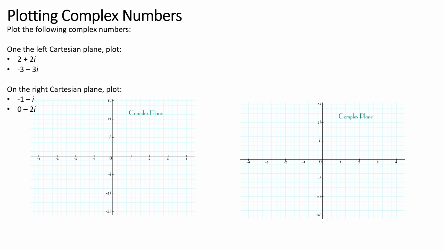Now on the left here, it wants me to map 2 plus 2i. So here is 2, go up 2i. There it is, my 2 plus 2i. And then the second one it wants to do is minus 3 minus 3i. Minus 3 is on the left here, here's minus 3i, so where the twain meet is minus 3, minus 3i.